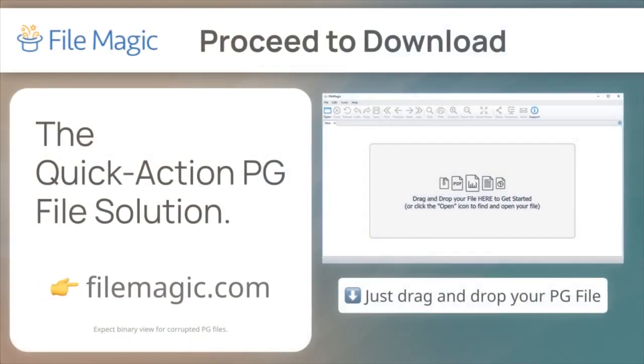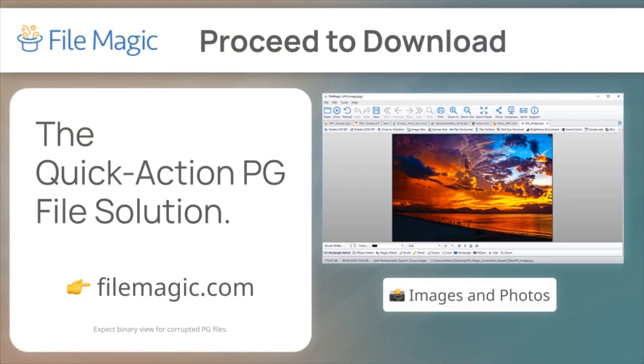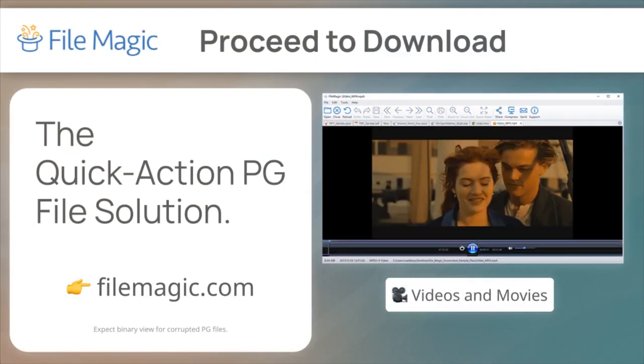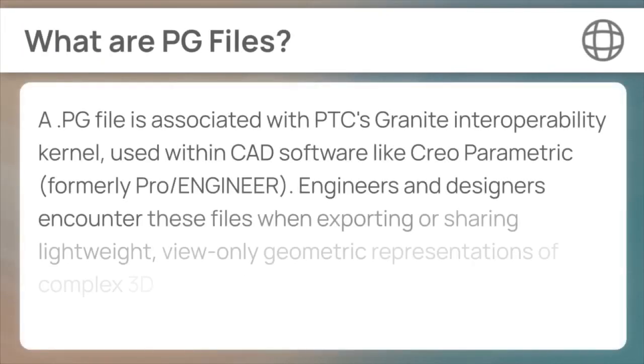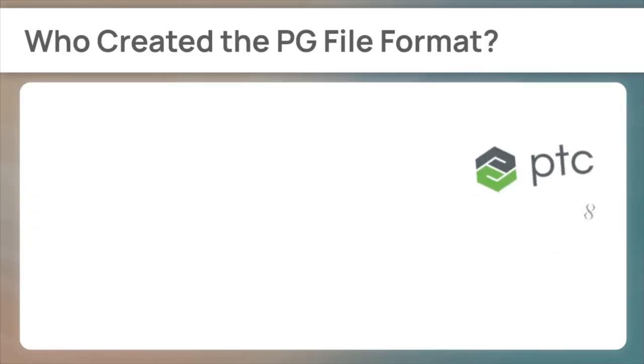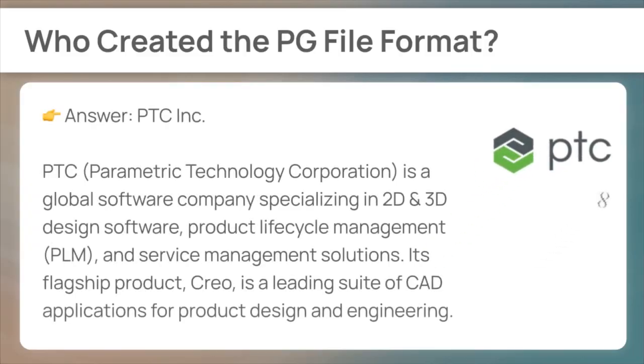Consider this the advanced section. For those with critical PG data, I have an expert-level solution waiting. First, the simple methods. A PG file is associated with PTC's Granite interoperability kernel, used within CAD software like Creo Parametric, formerly Pro Engineer. Engineers and designers encounter these files when exporting or sharing lightweight view-only geometric representations of complex 3D models for collaboration or review purposes.